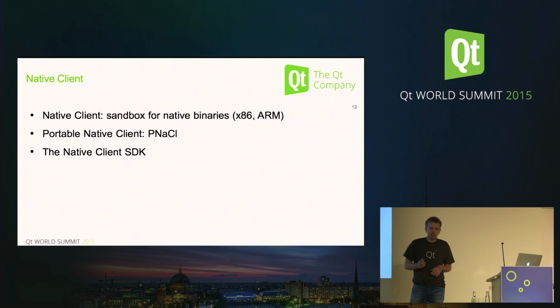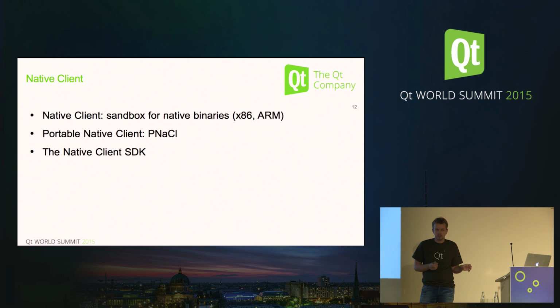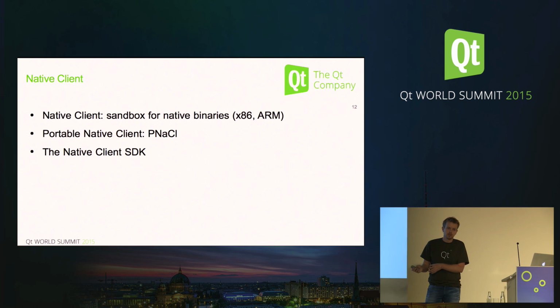And then portable native client is an abstraction on top of this, which offers an architecture-independent format. This gives us the ability to distribute a single binary, which then can be compiled or translated down to a native binary on the client or in the browser. And then there's an SDK, which we use as developers when developing applications for native client.